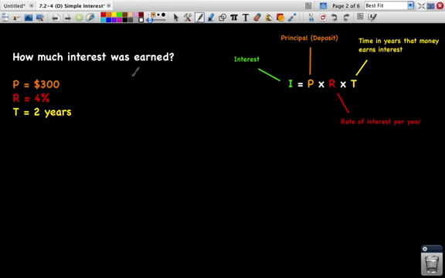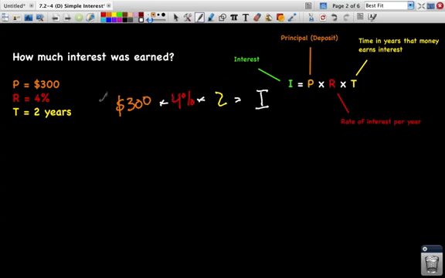Okay, so the first thing is let's just see how much interest was earned. Let's figure out what our I is right here. Okay, so I am told that we make a deposit. The principal is $300. Okay, and they have an interest rate of earning of 4%. Okay, and then the time in years that the money earns interest was 2 years. So what we're going to do is multiply all three of these values to figure out what my I is, how much interest was earned.